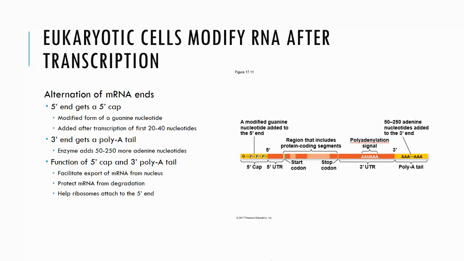1, they facilitate the export of mRNA from the nucleus so that it can leave. 2, it protects the mRNA from degradation as it's leaving the nucleus and making its way to a ribosome. And third, it does help the ribosome attach to the 5' end. That cap does. So these modifications will have to be done before translation.